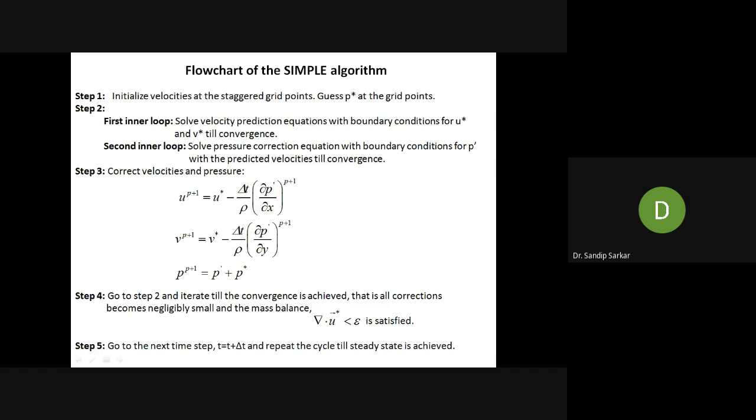Please remember, in the CFD calculation, you have to initialize the velocity values and pressure values. Initially, you have to initialize U star, V star, and P star at grid points. So what is the initial condition? The initial condition has to be specified. That means the U star, V star, and P star values have to be specified as 0. Okay. Yes, sir. Now step number 2.